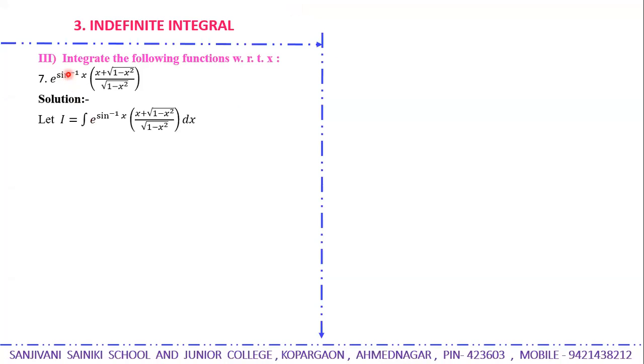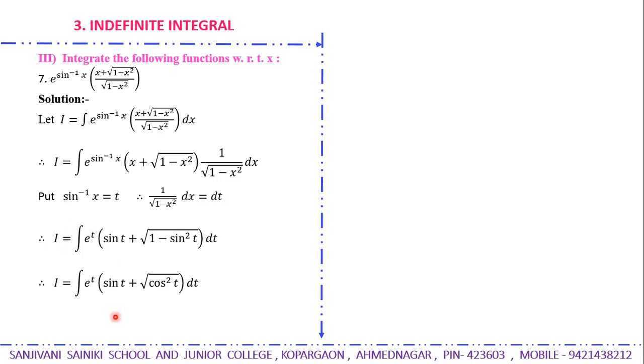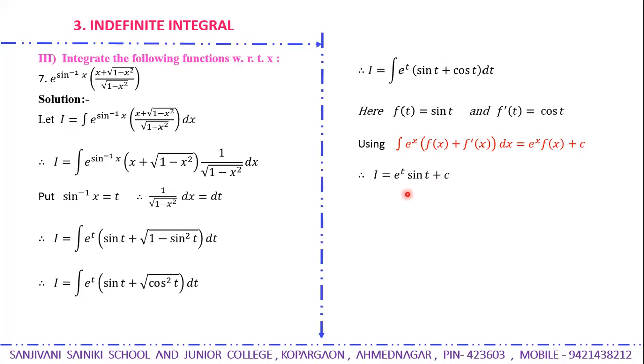The next problem is e^(sin⁻¹x) (x + √(1−x²))/√(1−x²). Here use the substitution sin⁻¹x = t. So x is equal to sin t, and 1/√(1−x²) dx is dt. So your problem will reduce to the step e^t (sin t + cos t) dt. So it is in the form of e^t [f(t) + f'(t)]. Use that formula, you will get the answer e^t sin t. But what is t? t is sin⁻¹x. So sin(sin⁻¹x) + c, e^(sin⁻¹x) into x + c.